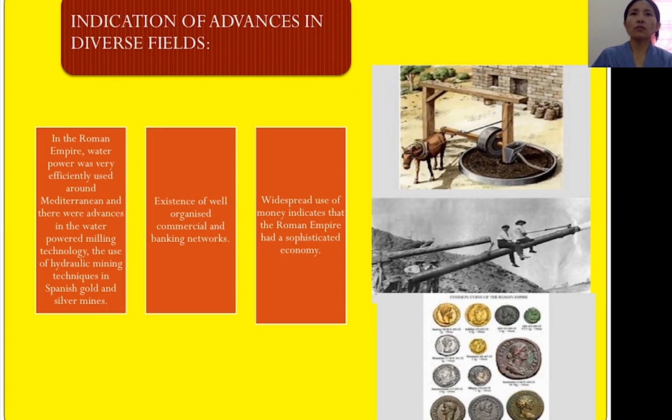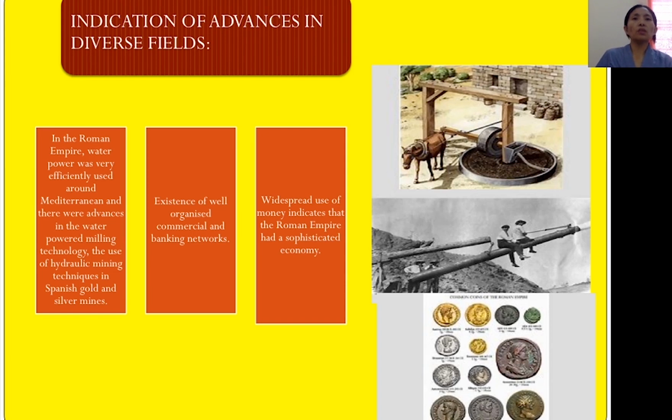Indications of advances in diverse fields. There are several indications of advances in different fields of the Roman Empire. In the Roman Empire, water power was very efficiently used around the Mediterranean, and there were advances in water-powered milling technology and the use of hydraulic mining techniques in Spanish gold and silver mines. Hydraulic mining developed from ancient Roman techniques that used water to excavate soft underground deposits such as gold and silver. There was also the existence of well-organized commercial and banking networks in the Roman Empire. Other than that, there was the widespread use of money, which indicates that the Roman Empire had an advanced economy.